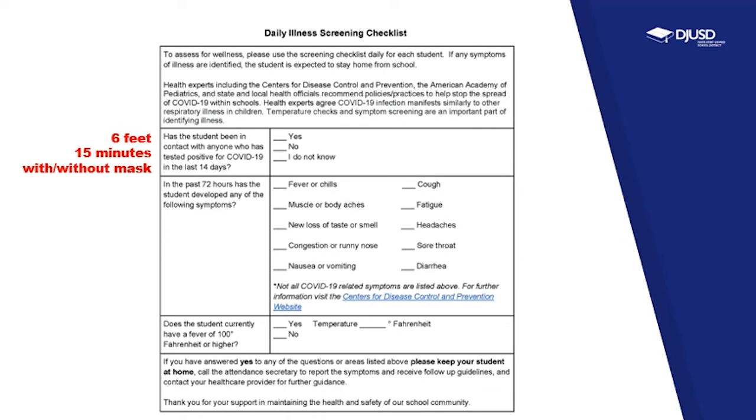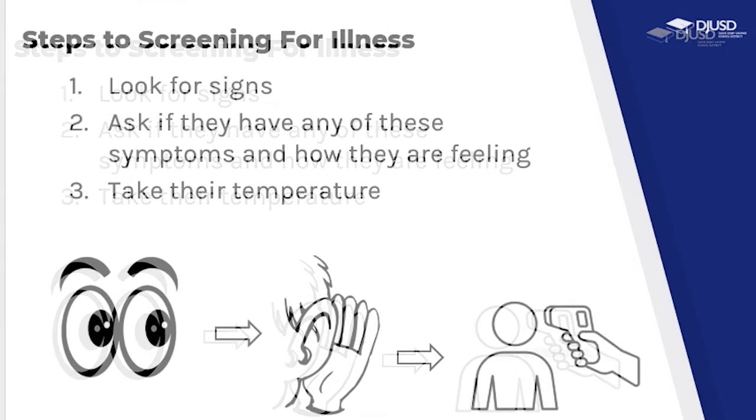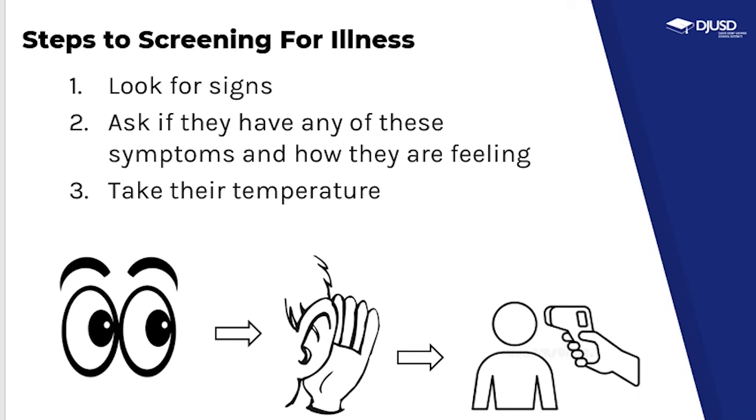The most common symptoms of COVID-19 are listed on the checklist. Please note any of these symptoms that have been experienced within the last 72 hours. To screen a child for symptoms of illness, first look for signs of coughing, difficulty breathing, pale or flushed skin. Then ask about symptoms. Are they feeling tired or achy? Do they have a sore throat or a loss of appetite? Do they have a new loss of taste or smell?